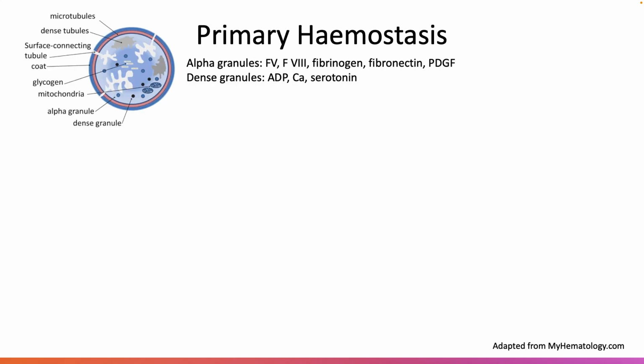Following a vascular spasm, here comes the role of the platelet. As you see here, this is the structure of a normal platelet. There is the alpha granule as well as the dense granule. You can see that the alpha granule has factor 5, factor 8, fibrinogen, and fibronectin. The dense granule has ADP, calcium, and serotonin. So why does it matter?